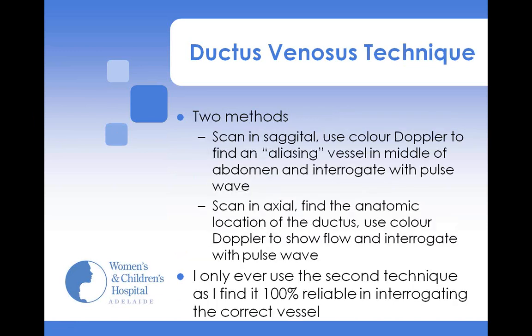So there are two methods of obtaining the ductus venosus Doppler. One is in the sagittal plane, where color Doppler is used to find an aliasing vessel in the middle of the abdomen and interrogate with pulse wave. And the second method, which is the one I always use, is to scan in axial through the fetal abdomen, find the anatomical location of the ductus, use color Doppler to show flow and interrogate with pulse wave. And I found the second method always to be 100% reliable in knowing that I'm sampling the correct vessel.